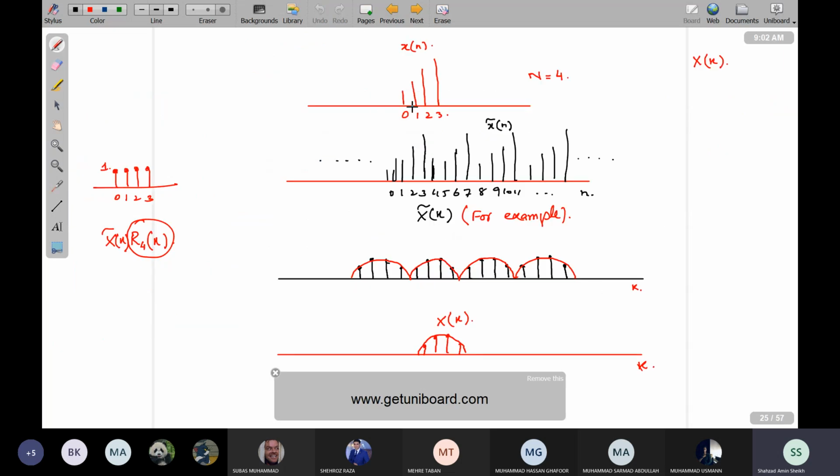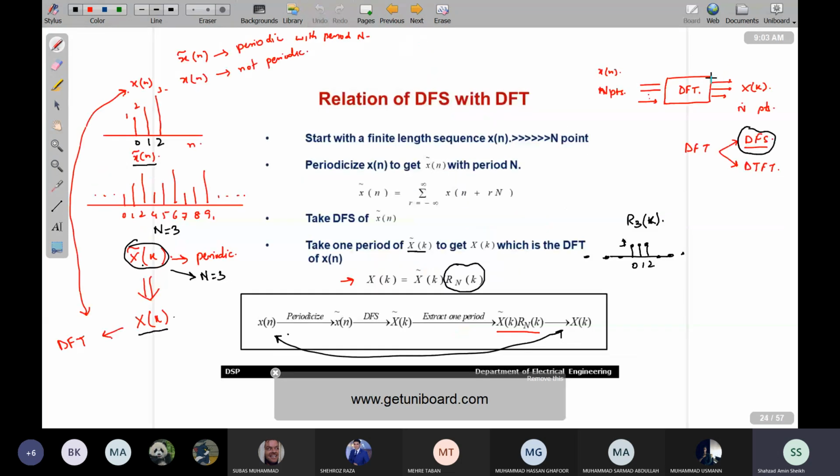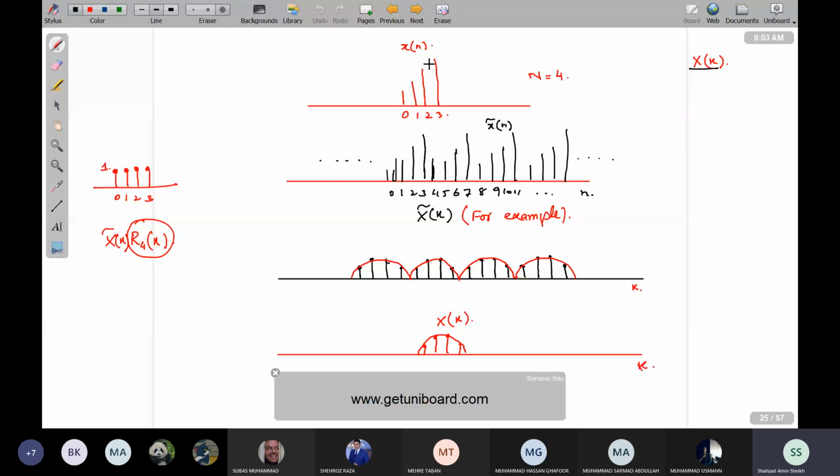Now, suppose this is the situation. Suppose this is my x of n, and the period of this is n equal to 4, and now I'm interested in finding out x of k. Of course, that would be of period 4 as well, because 4 points go into this DFT block, so 4 points come out. So x of n is a finite length sequence whose length is 4, and I am interested in getting the DFT of that. So I will get 4 points in the DFT as well.